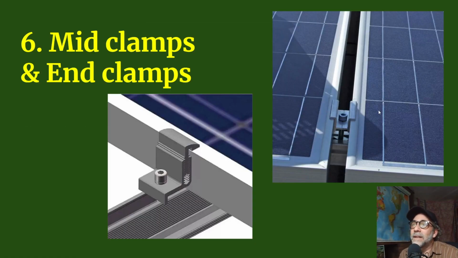After the wires are connected, we're ready to mount the solar panels down onto the rails, and that's what the clamps are for. The clamps that go in between the solar panels we call mid clamps, and the ones that go on the end, guess what? We call them end clamps.